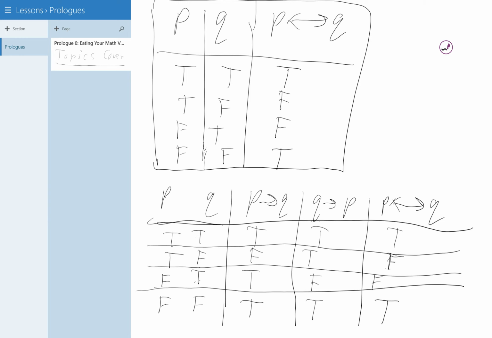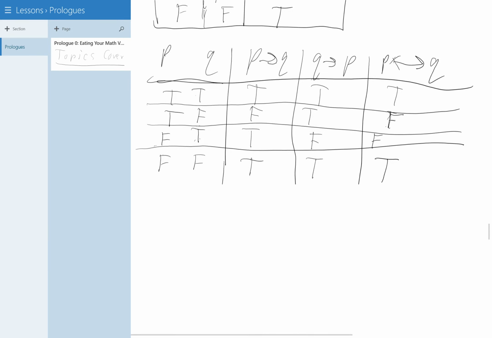Okay, here's something that's really cool. You see what happened here? Remember the AND operator? Now if you look at P implies Q and Q implies P, you look at this AND guy right here.